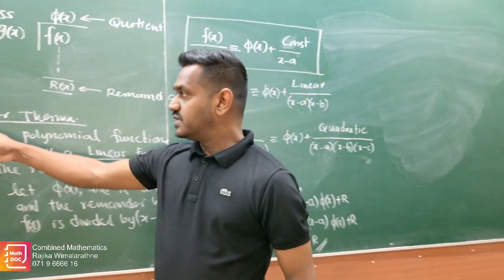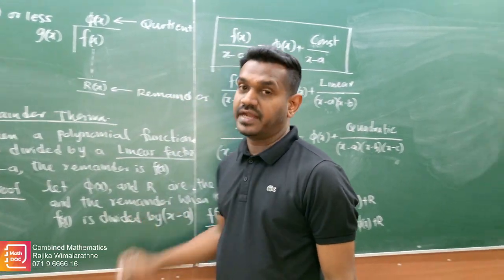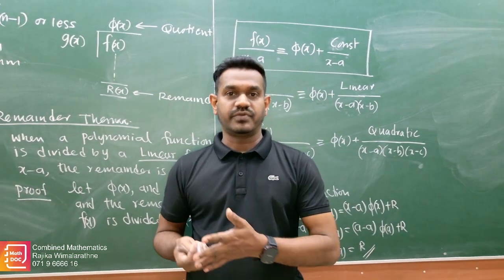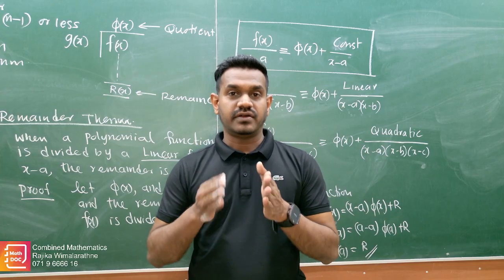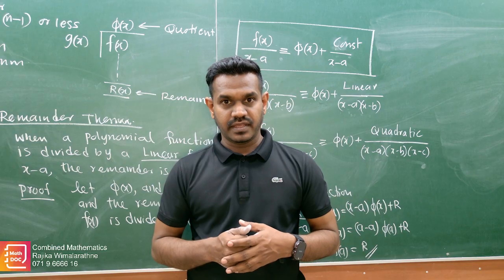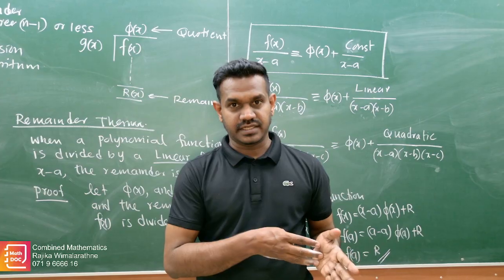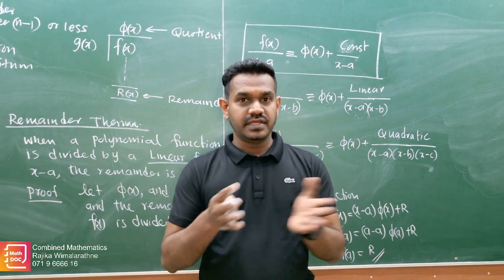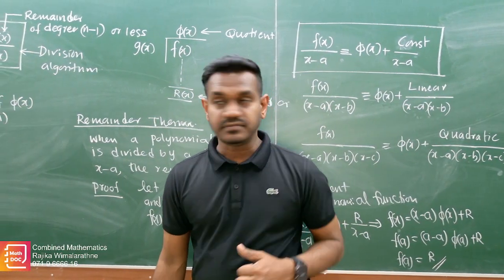So you need to remember how to state the remainder theorem, and also how to prove it, because in your A-level question there can be a statement, there can be a proof. Then another instance related to the remainder theorem is the factor theorem. Not exactly the remainder theorem, but related to it.